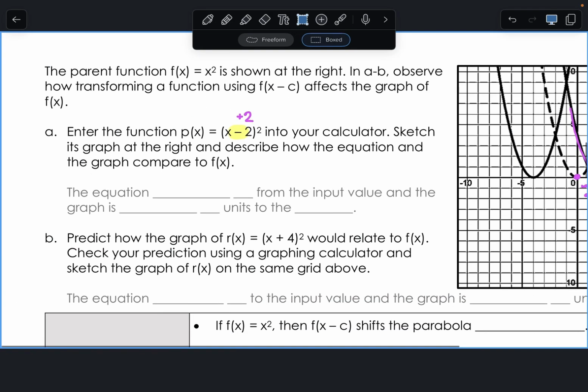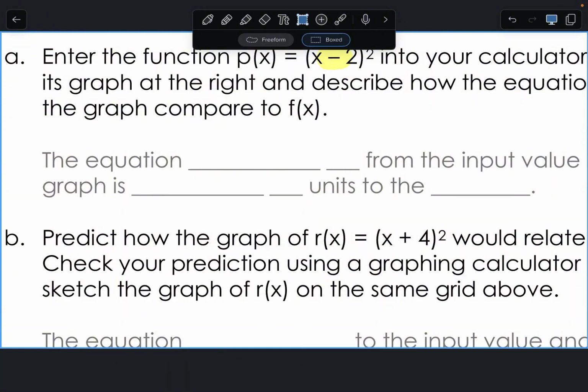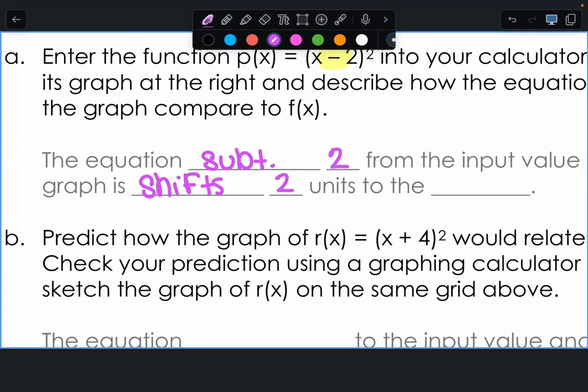So in the equation, though, it's written as what? Minus 2. The equation subtracts 2. But in the graph, it's shifted 2 units to the right. So that's going to be confusing because you see a minus 2 in the equation, but you're still going to the right.